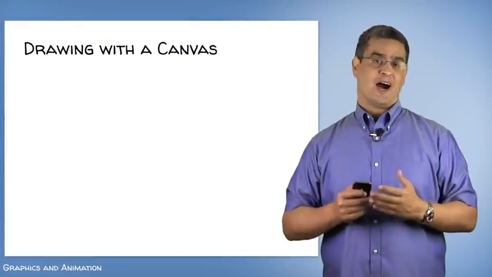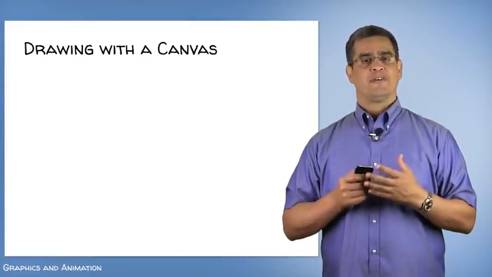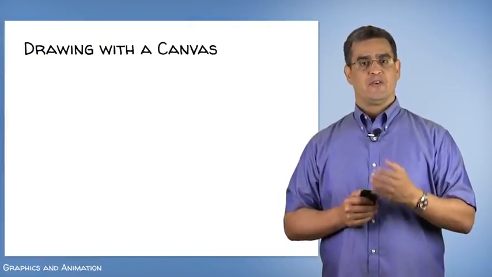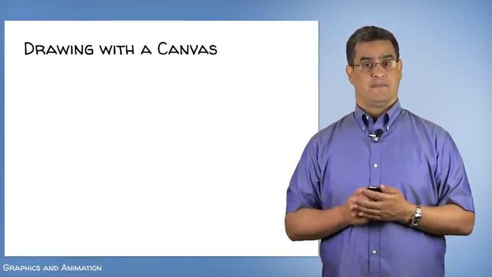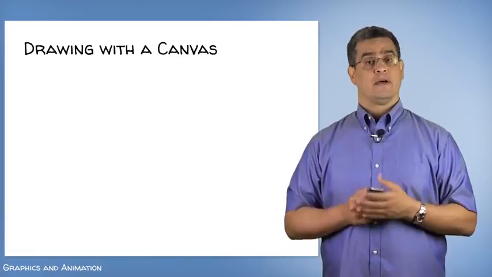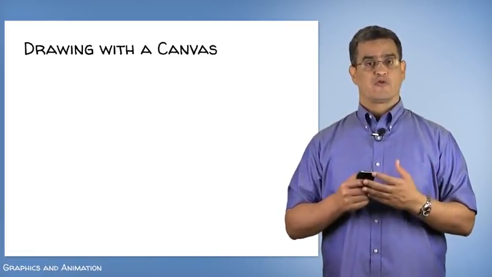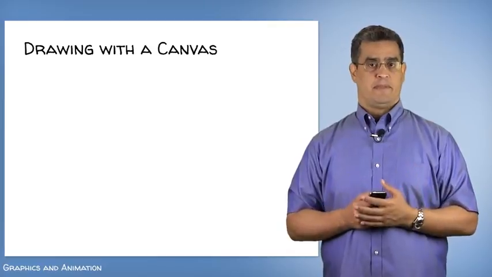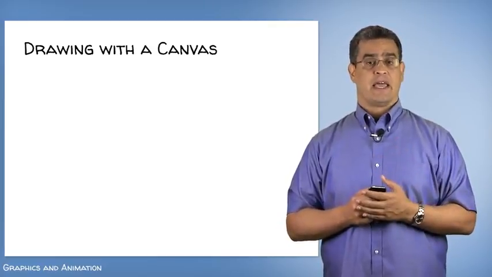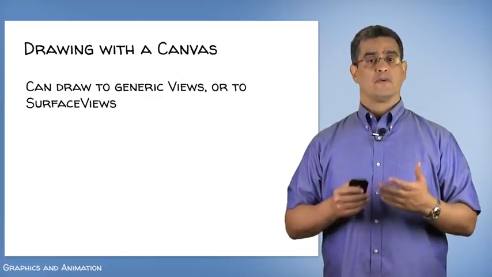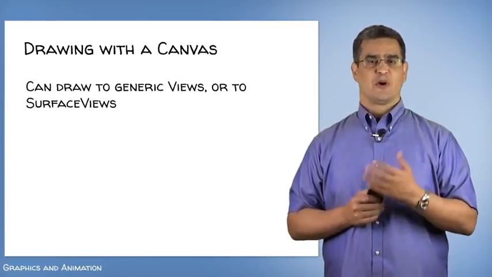If you want to draw more complex graphics and you want to update those graphics frequently, then you can do your drawing with a canvas. Now, as I said earlier, a canvas is a kind of context or mechanism for drawing to an underlying bitmap. And you can access a canvas either through a generic view object or through a special view subclass called surface view.